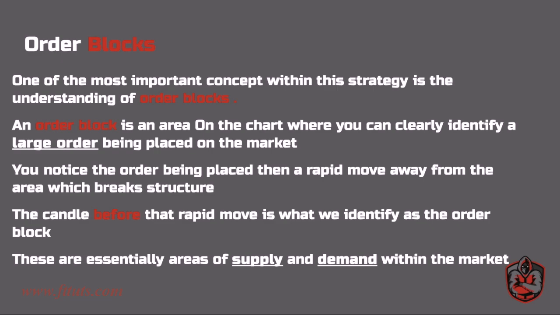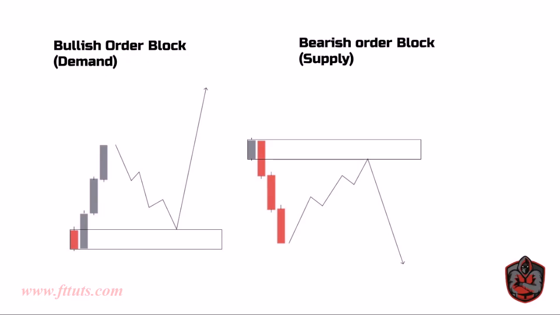An order block is an area on the chart where we can clearly identify a large order being placed on the market. You notice the order being placed and then a rapid move away from that area, which usually tends to break structure. The candle before that rapid move is what we identify as our order block. Now these are essentially areas of supply and demand within the markets.